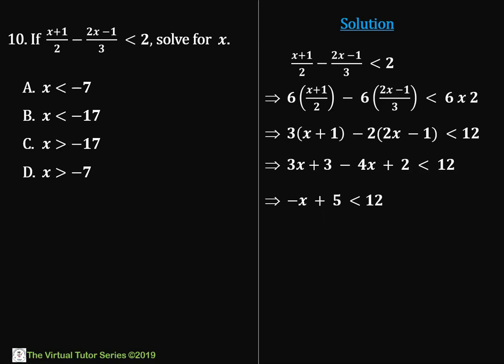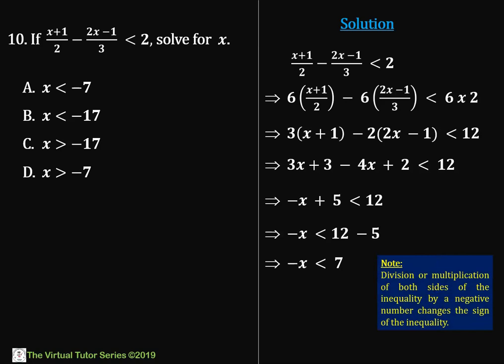Subtracting 5 from both sides of the inequality, we have negative x is less than 12 − 5. 12 − 5 is 7. Then we have negative x is less than 7. We now divide both sides of the inequality by negative 1. Note, division or multiplication of both sides of the inequality by a negative number changes the sign of the inequality.